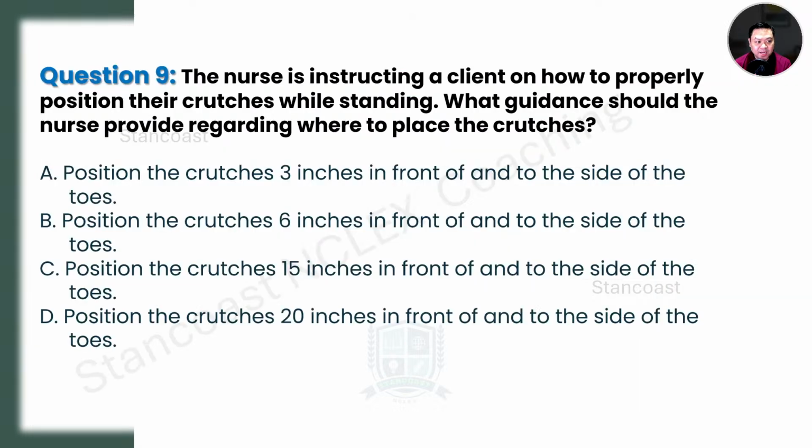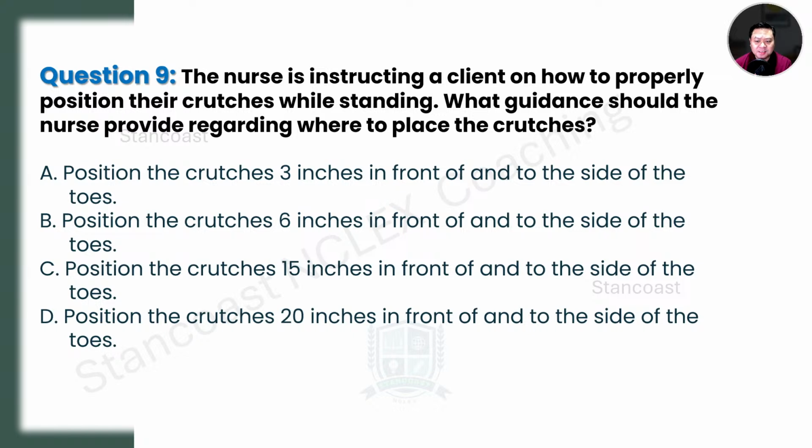Now let's have our next test question, number 9. The nurse is instructing a client on how to properly position their crutches while standing. What guidance should the nurse provide regarding where to place the crutches? A, position the crutches 3 inches in front of and to the side of the toes. B, position the crutches 6 inches in front of and to the side of the toes. C, position the crutches 15 inches in front of and to the side of the toes. And D, position the crutches 20 inches in front of and to the side of the toes.